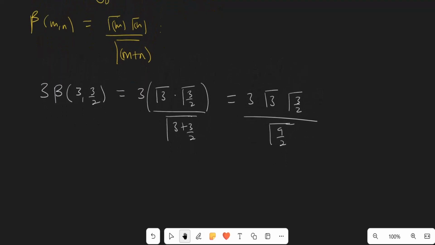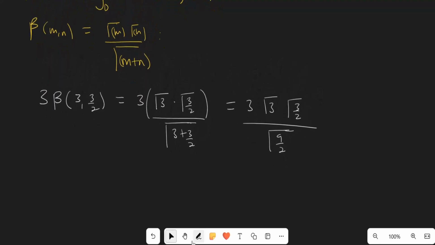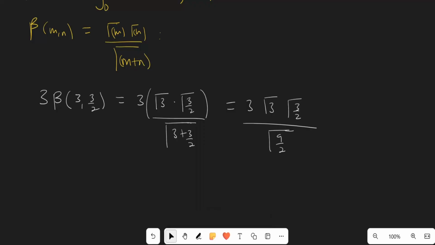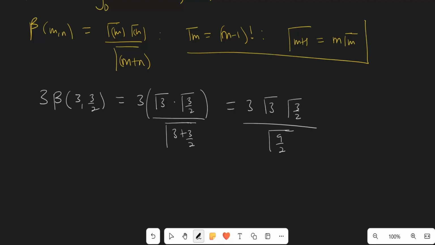So we are going to utilize this. There are a lot of properties that we have to know. Gamma of m is the same as m minus 1 factorial. At the same time, we also have to use this identity: gamma of m plus 1 is the same as m times gamma m. So we are going to utilize these two identities of the gamma function in order to solve our integral.